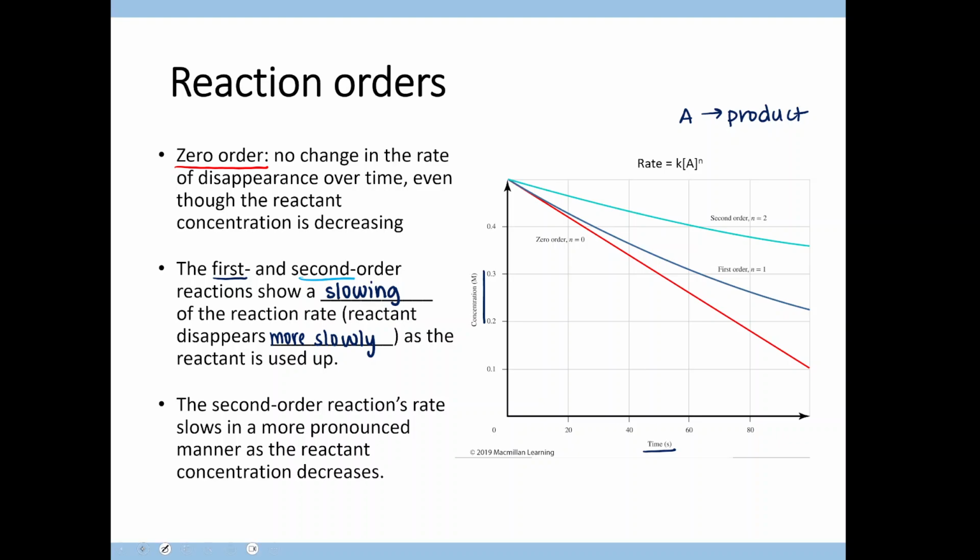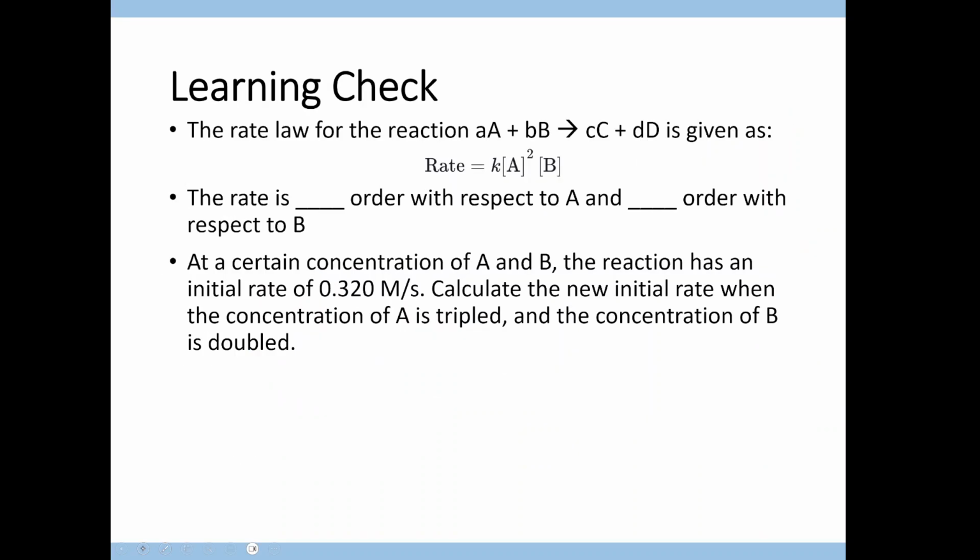Okay, let's look at an example here. We'll do a few learning checks. So let's say we have a reaction. A and B are reactants, C and D are products. And the rate law is provided as the rate constant, k, times the concentration of A squared times the concentration of B. From this rate law, we can complete the blanks in this bullet point here.